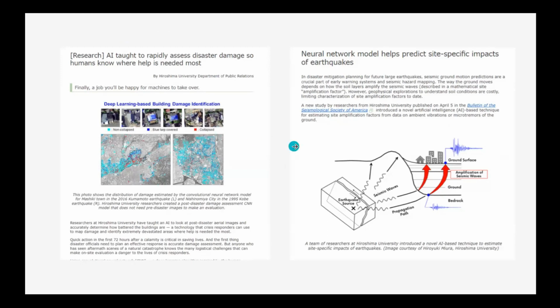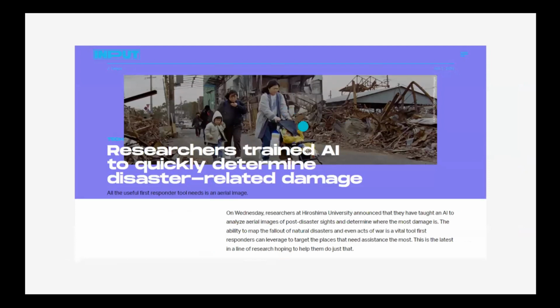Even though both of the stories were picked up by the usual Science Daily, feast.org, this one, the story about the AI taught to rapidly assess disaster damage, so humans know where help is needed the most, got picked up by mass media, so it got picked up by Input magazine. And what's great about this is that right away on the lead of the story, you can read Hiroshima University's name. Branding is there right away.